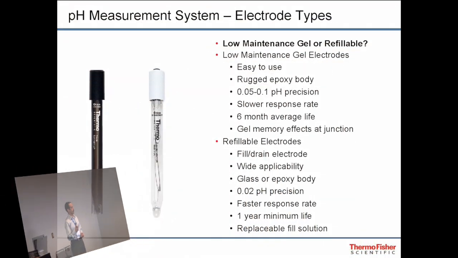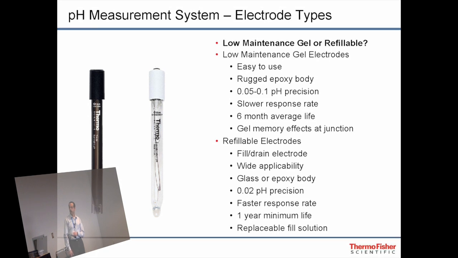Refillable electrodes, you have to remember to fill them, you have to remember to drain them, you have to remember to take care of them, but you can get much better precision, much faster response, and a much longer life. The guarantee on a gel electrode is 3 months. The guarantee that we give on a refillable electrode is 1 to 2 years, depending on the model. So a much better life, and we do that just by replacing that fill solution.